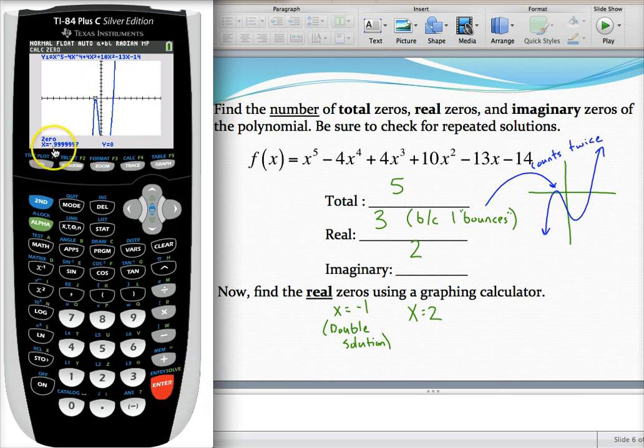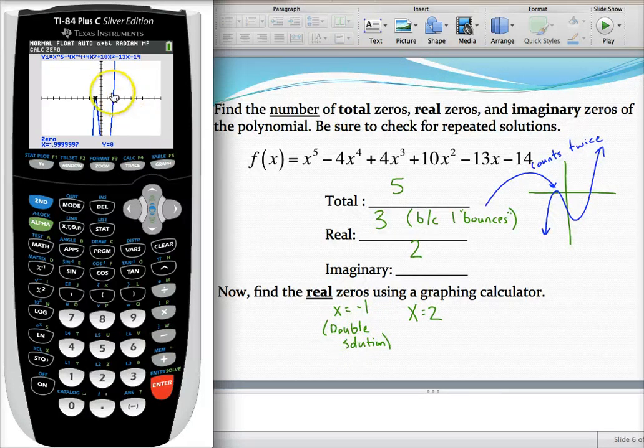Now notice it didn't give me -1, but I need to round appropriately. This is the calculator trying to tell you it's -1 because it can't quite get there. Sometimes they are actual decimals, so don't always round to a whole number. In this case, it is just -1. And notice I made a note that it represents a double solution because it bounces.